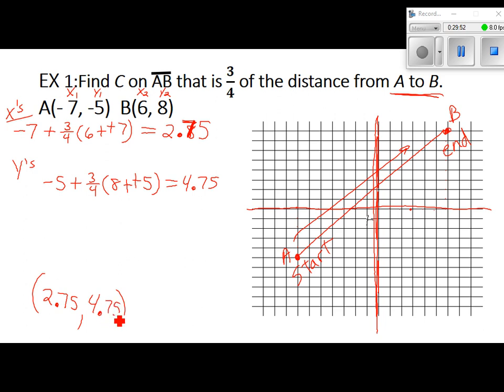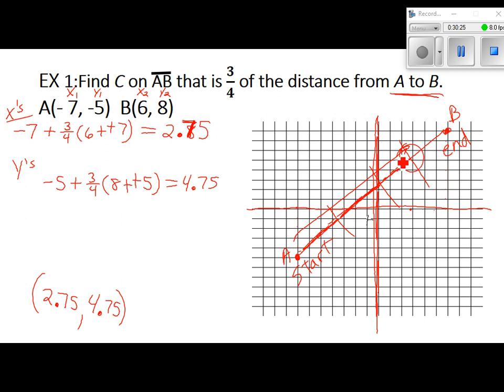So again, what we're saying with all this, if I read the problem, find C, so we're looking for point C that is 3/4 of the distance from A to B. So we're saying we want to walk 3/4 of the distance. So if 3/4, that means I want it in 4 parts, right? So I'd split it up 3 times, correct? Yeah. Like that.